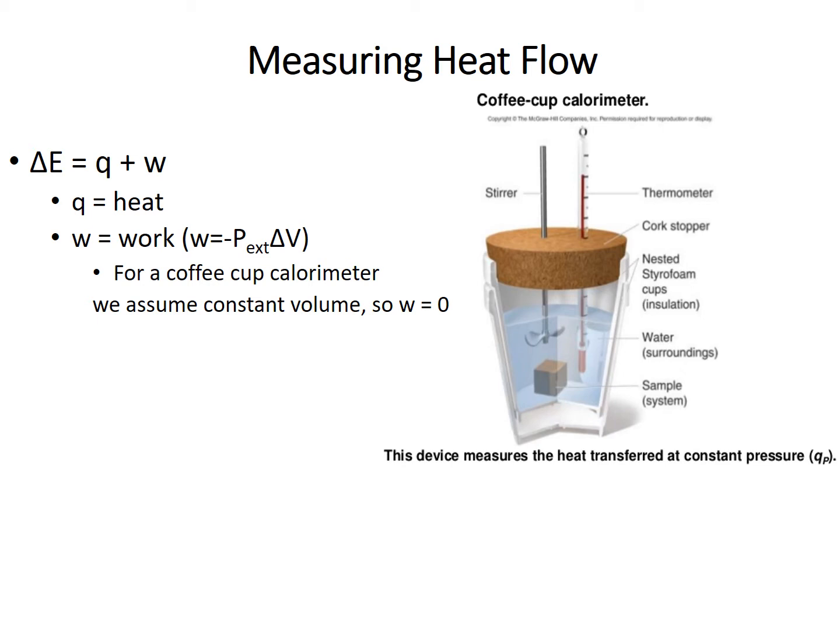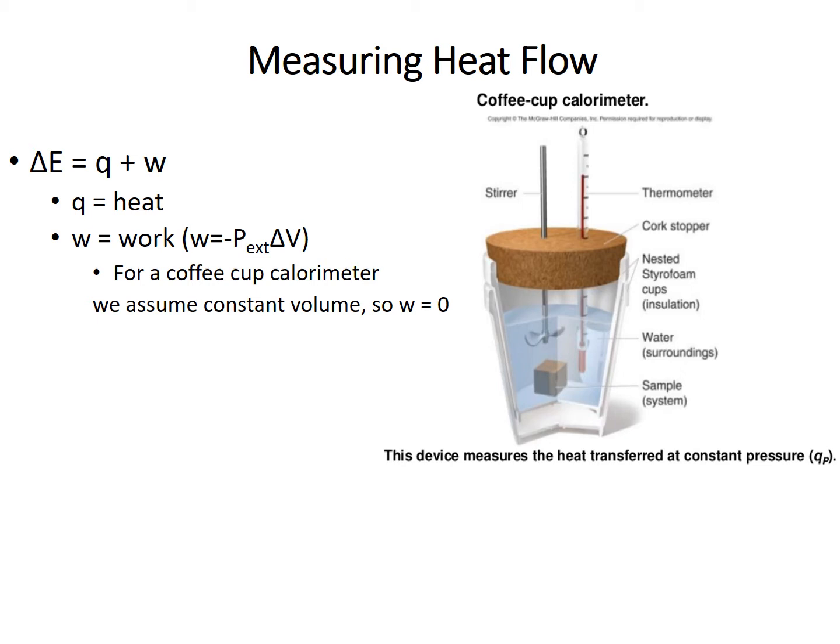Remember, the change in internal energy equals heat plus work. This is a calorimeter. It's a coffee cup calorimeter on the right-hand side here, where we just have 2 nestled styrofoam cups that are going to be our insulating materials there. We're going to be measuring the temperature of that water as we go. But for a coffee cup calorimeter, we assume that there's constant volume, which is a good assumption. So the work ends up equaling 0. So it means that we can really just focus on heat.